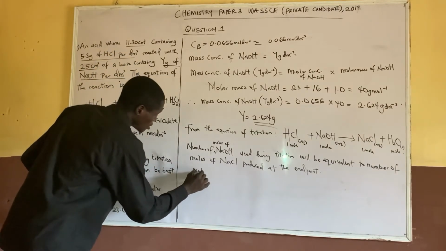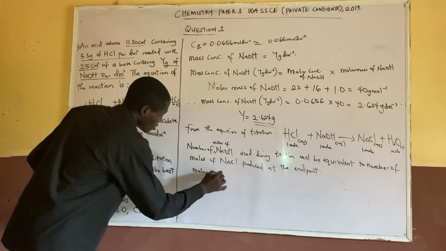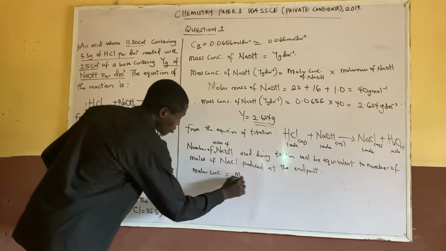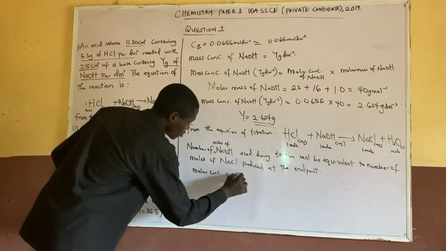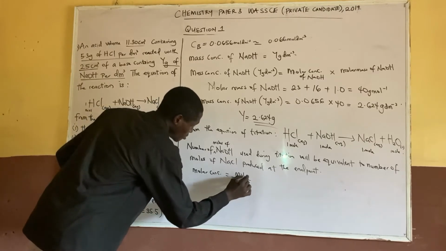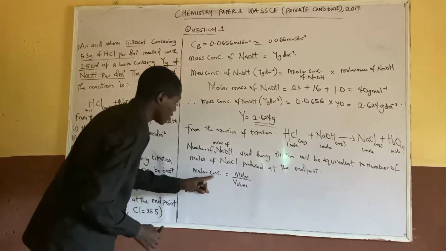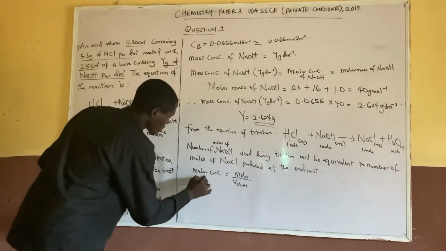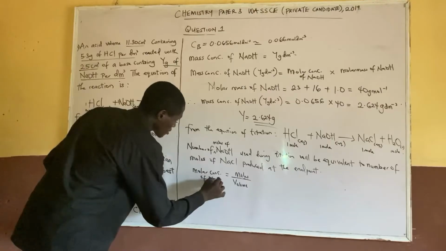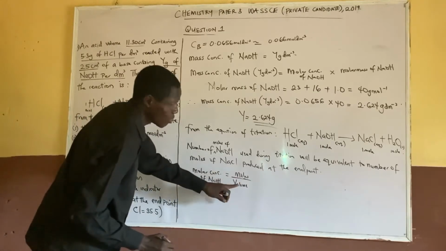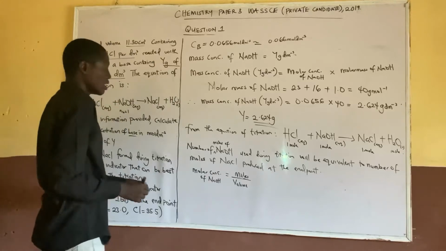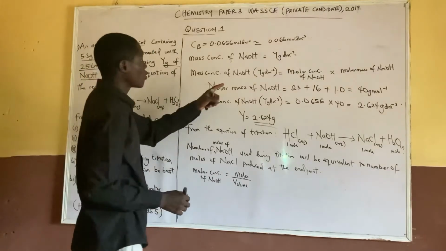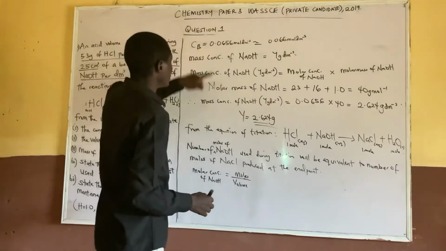In order to get that, we know that molar concentration is equal to number of moles all over volume. Moles over volume. So the molar concentration of sodium hydroxide is equal to moles all over volume. Now, we are trying to get the moles.